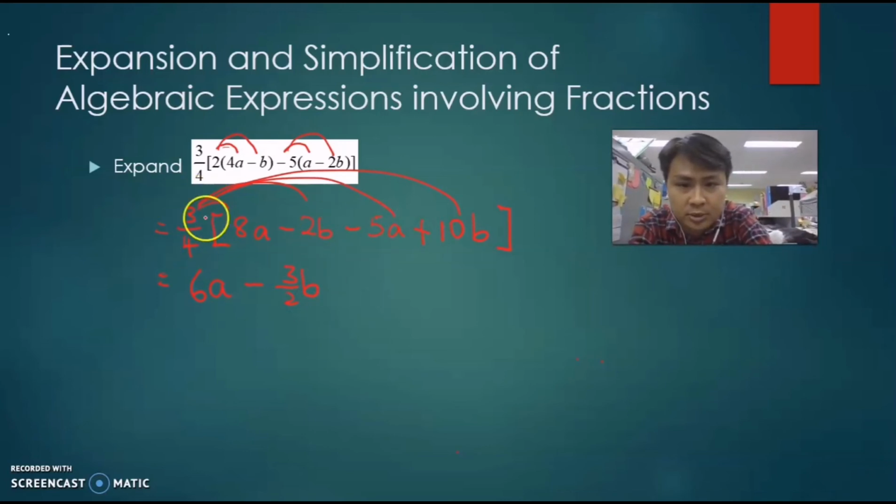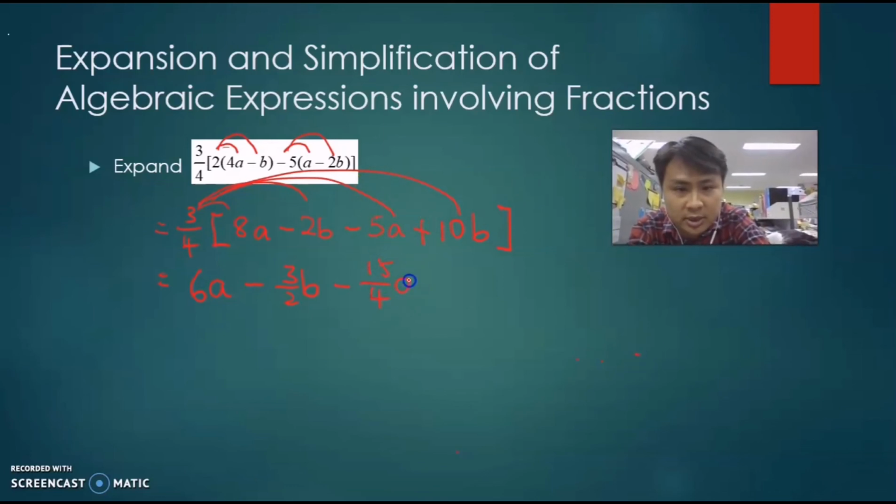The third distribution, 3/4 is being distributed to negative 5a. Positive times negative is negative. Write down minus first. Then 3/4 times 5, we'll end up with 15/4. You can just use your calculator for this. It belongs to a, so write a. And the last expansion, positive times positive is a plus. So write down a plus. 3/4 times 10, we get 15/2. It belongs to b, so write down a b here.